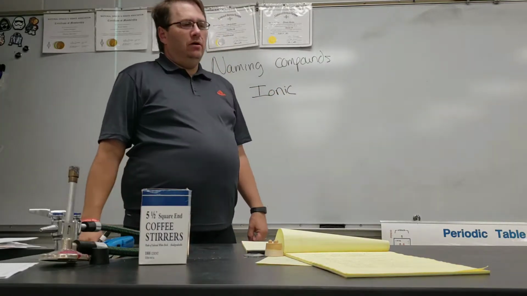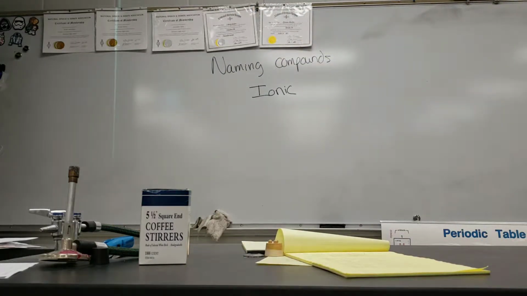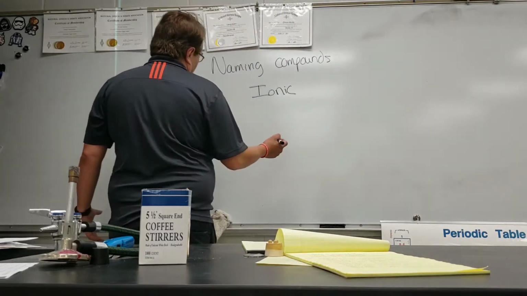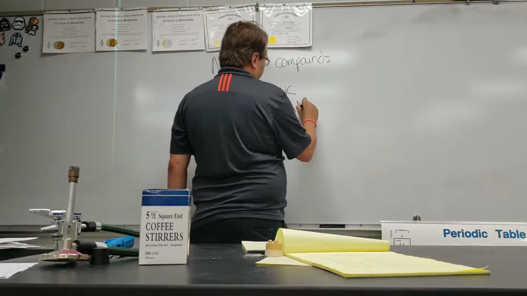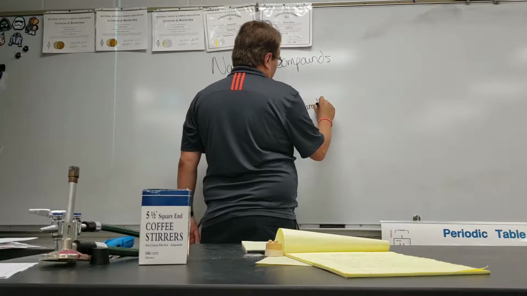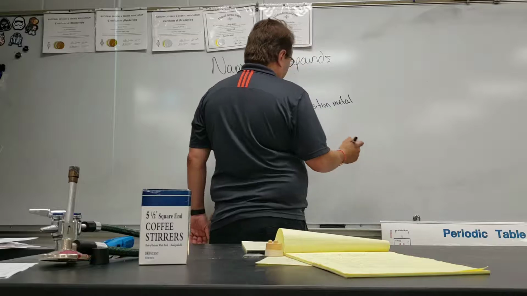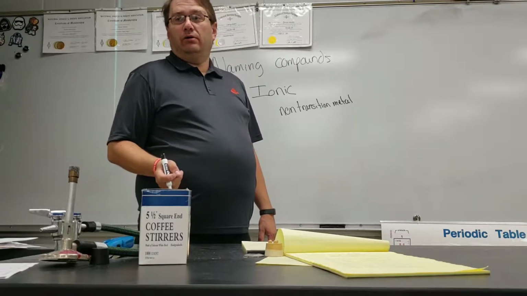Okay, first thing you need to do when you're naming an ionic compound is to figure out if it has a transition metal in it or not. If not, it's easy. You just add the IDE ending to the non-metal.